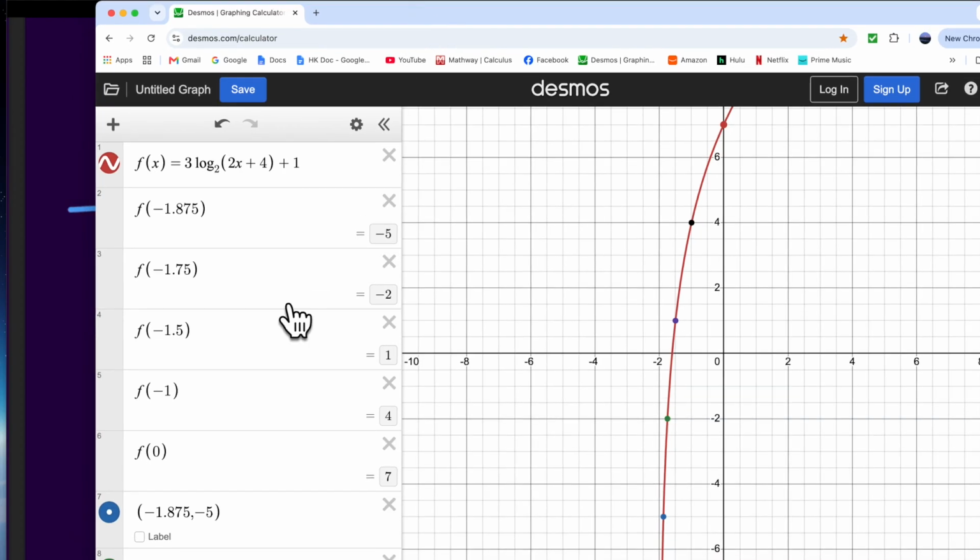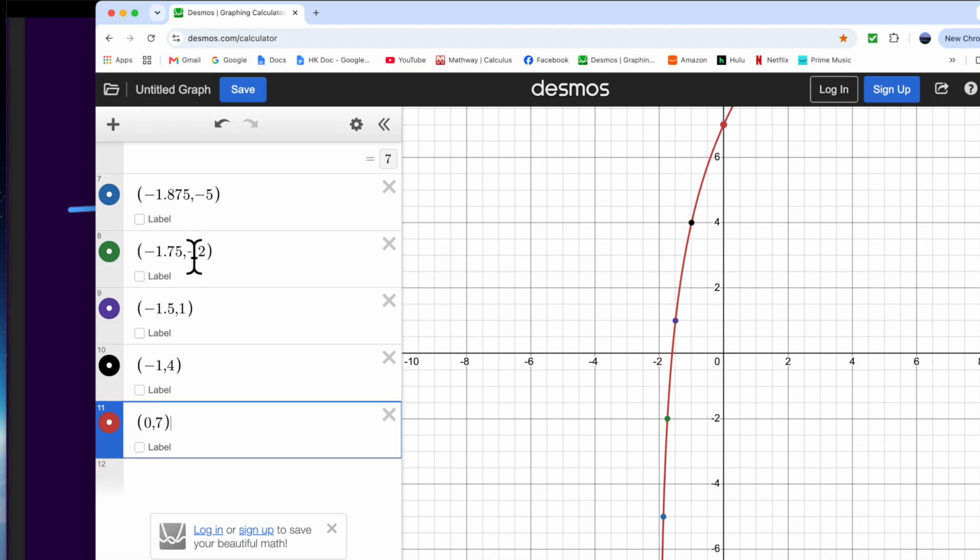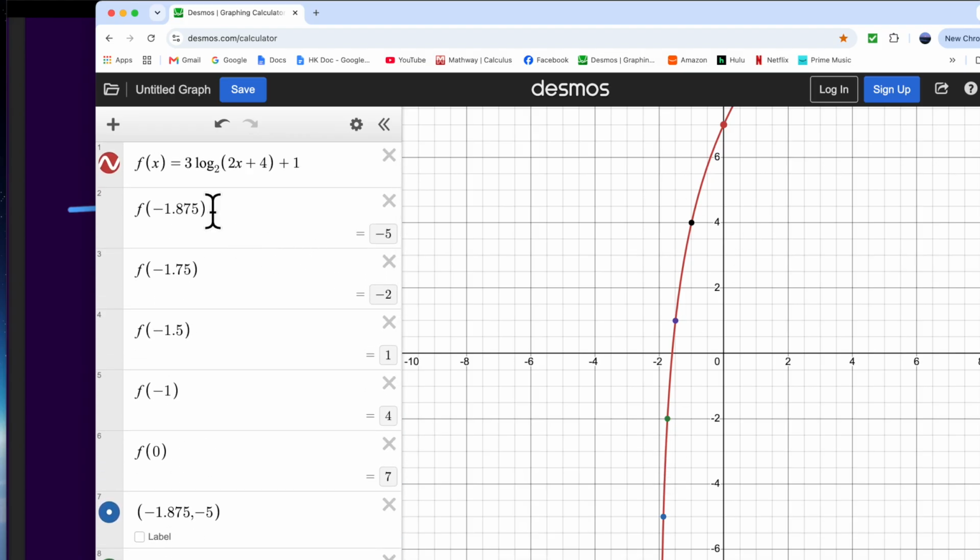Then I went ahead and graphed each of these points individually. I got these points on the graph, and you could see our original graph right here, f of x equals 3 log base 2 with an argument of 2x plus 4 plus 1 fits the points on our graph.